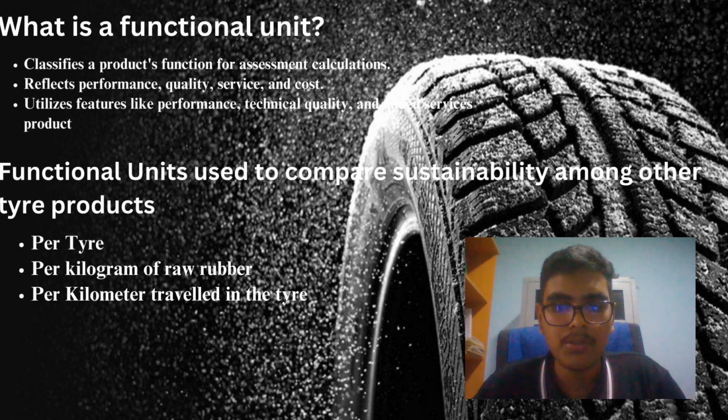Functional units can be used to compare sustainability among different tire products. It can be determined per tire, per ton of rubber, and per kilometer run through this tire. These units can be used to compare the impacts on life cycle considerations, emission considerations, consumer relevance, comparison ease, and product differentiation.